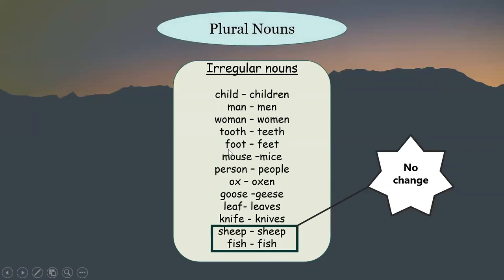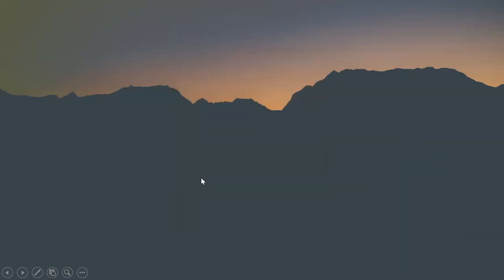Foot, feet. Okay, tooth, teeth. Okay, all right.